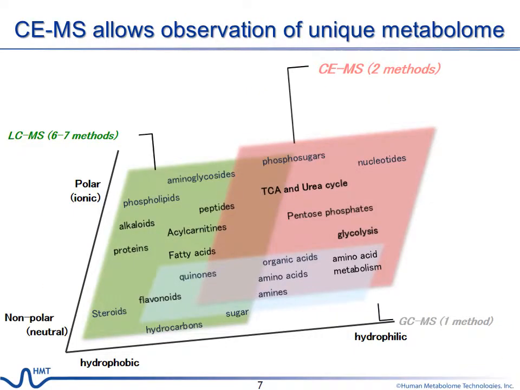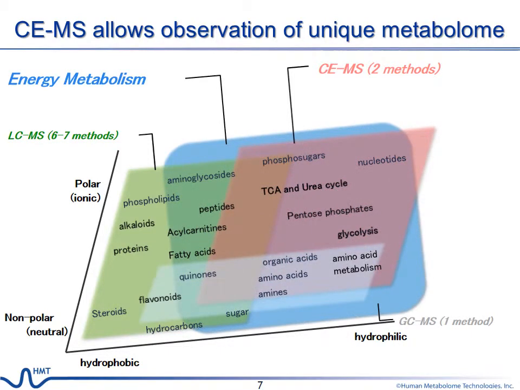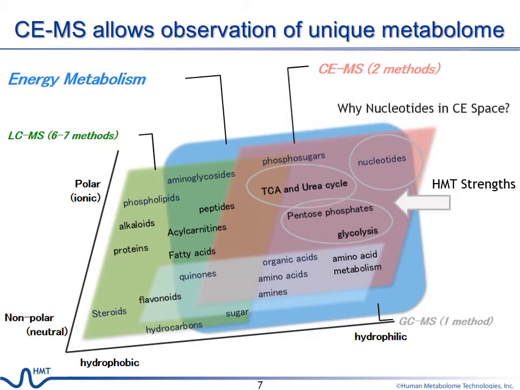No single platform is capable of measuring the entire metabolome. CE-MS is best suited for the detection of the majority of small polar metabolites, though unable to detect the more non-polar steroids and fatty acids. However, it is clear that CE-MS is capable of detecting the majority of the metabolites involved in cellular metabolism. In particular, the TCA and urea cycle intermediates, phosphosugars of glycolysis, and the pentose phosphates. In addition, though LC-MS has methods for detecting nucleotides, these compounds are particularly suited for analysis by CE.